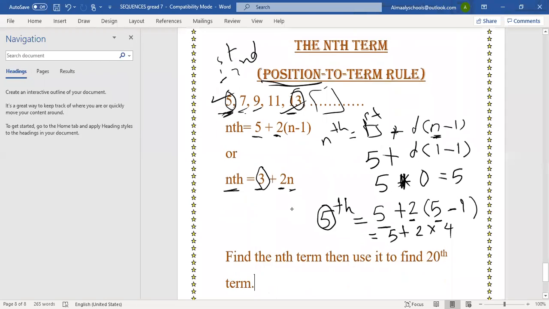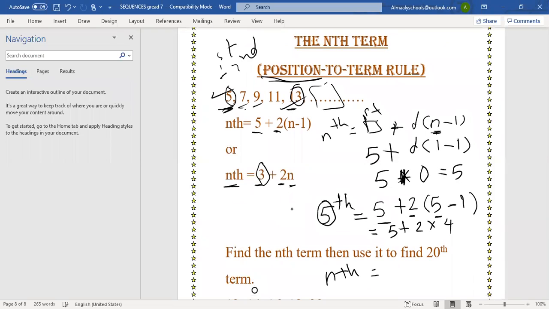Now, the question said, find the nth term. Yes, we found it. The nth term equals 3 plus 2n.